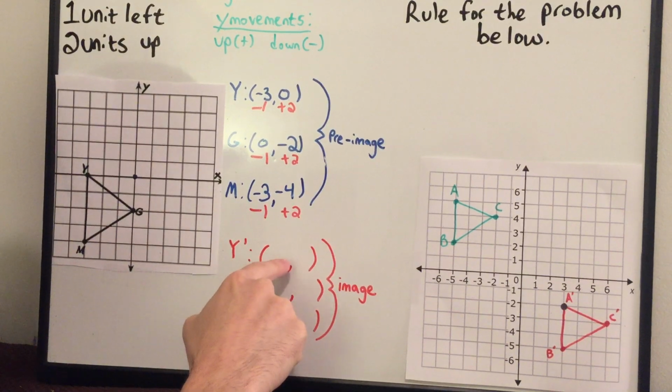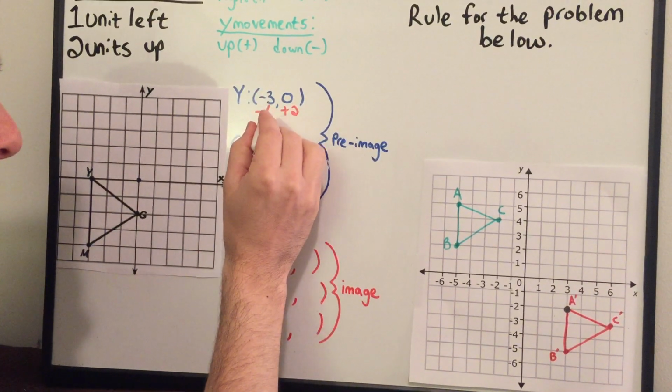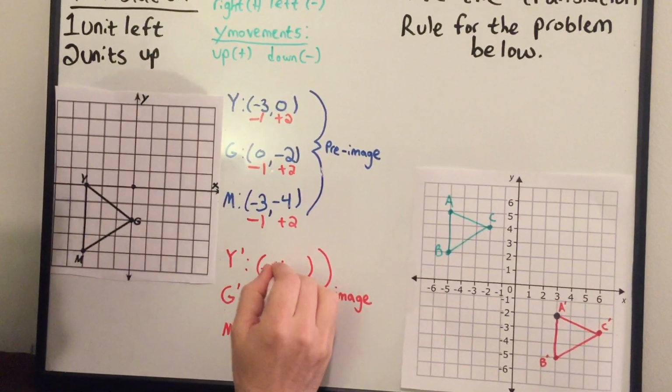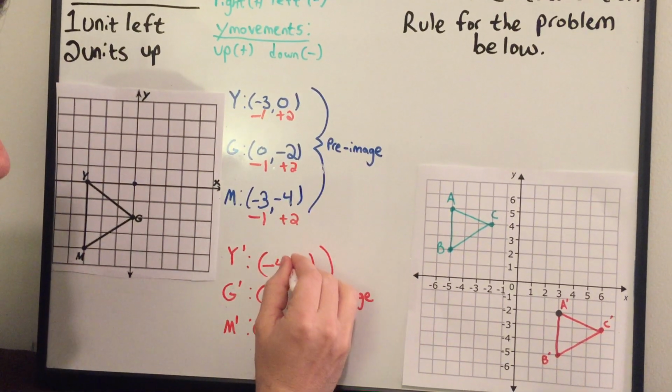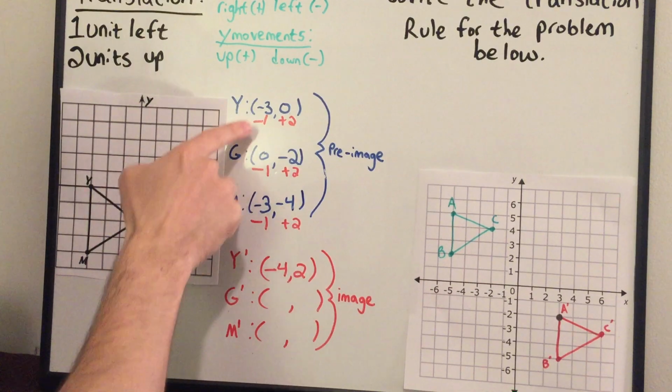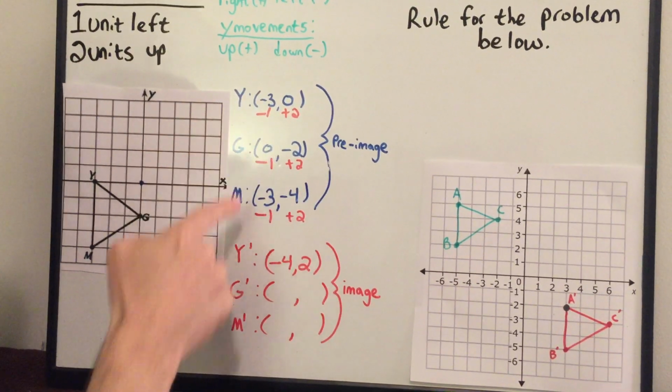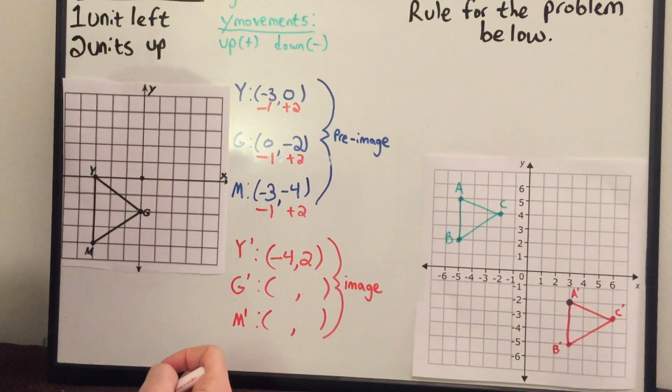So our new y, -3 minus 1 gives us -4. 0 plus 2 gives me 2. Now some people might be thinking, why not a 2 or -2? Remember, same signs you add and keep. So that's why I got a -4 right there.